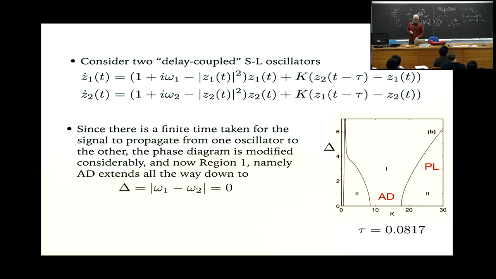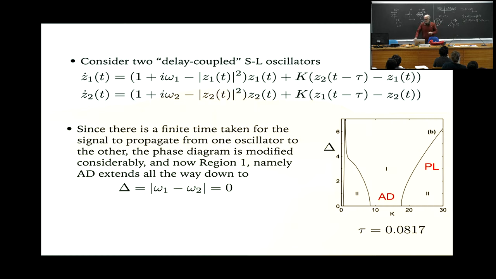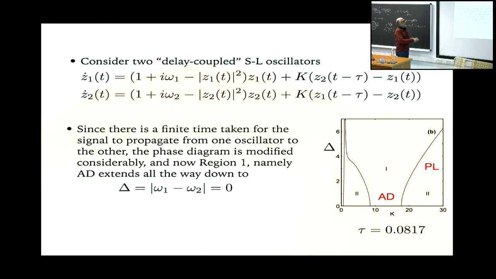Right. Okay. So now you take two time delay coupled Stewart-Landau oscillators, which you've just done in this term. So for Z1, you put a time delay in Z2, and for Z2, you put a time delay in Z1, because this is the communication delay, if you like.